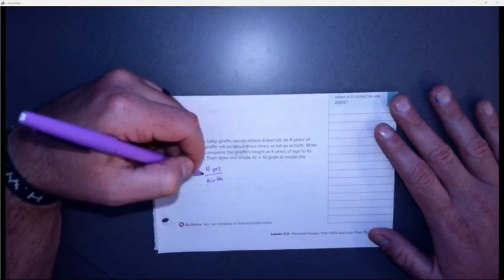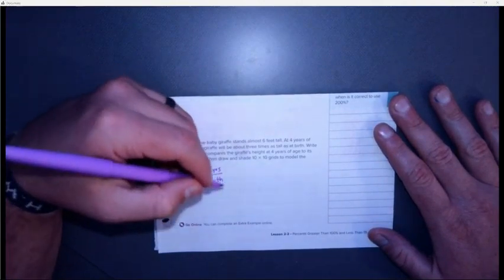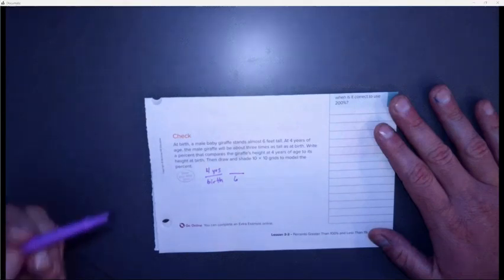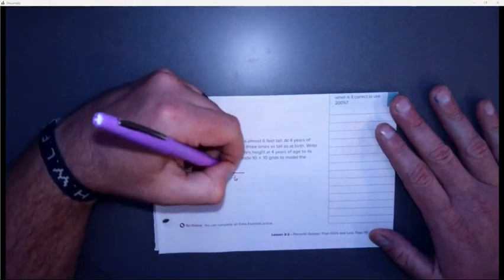So at 4 years, we're not sure what the height is, but we do know at birth it is 6 feet tall. It tells us that it will be 3 times as tall at 4 years old. So 6 times 3 gives us 18.